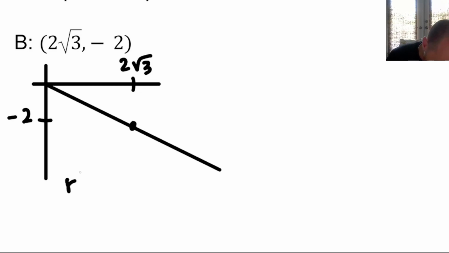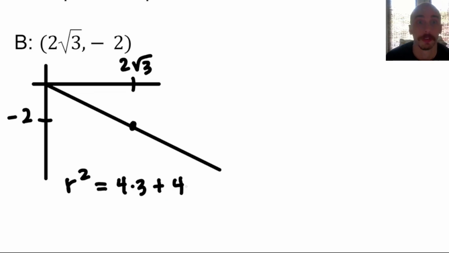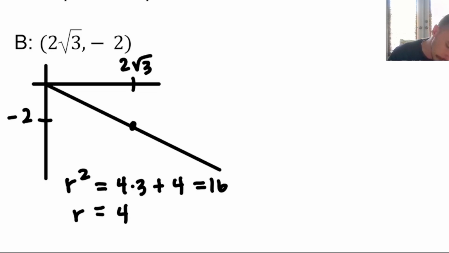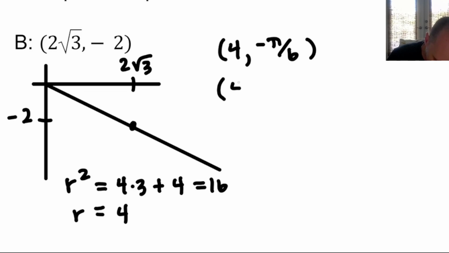Okay, I will need r. r squared equals x squared, that's 4 times 3, plus y squared would be just negative 2 times negative 2 is positive 4. And so 12 and 4 is 16. Okay, that means that r is either 4 or negative 4, but since I've already got two different theta values that correspond to this point, I'm going to say r equals 4, theta is negative pi over 6, and then the other one is 4 and 11 pi over 6.